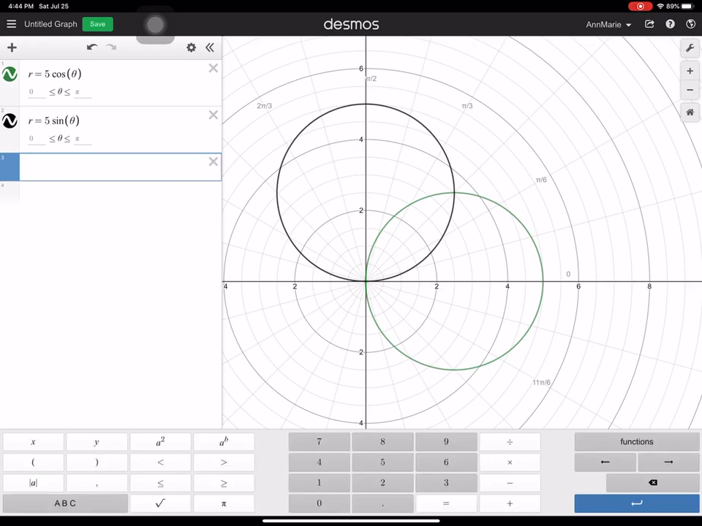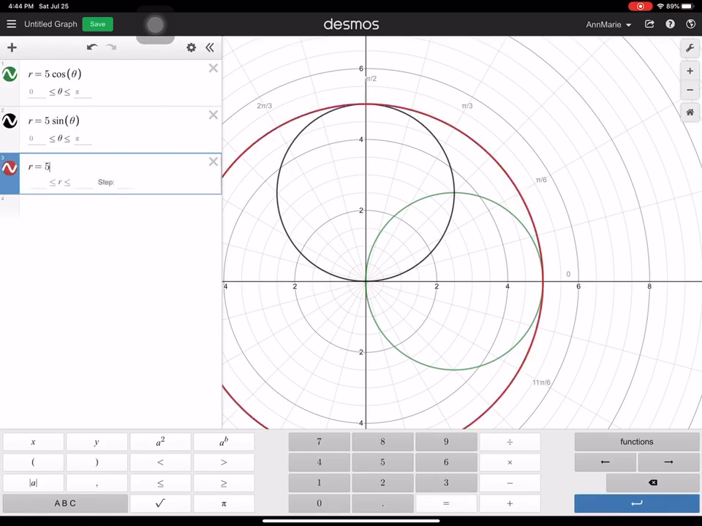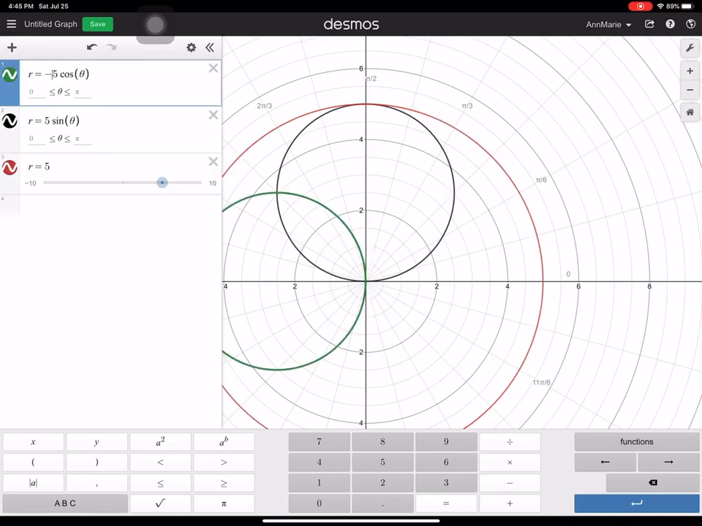And remember that the equation r equals 5 just gives you a circle of radius 5. Okay, now you may be wondering, what if I make that -5? Well, if you make it -5, it offsets the opposite direction. Okay, so that's a couple of examples.